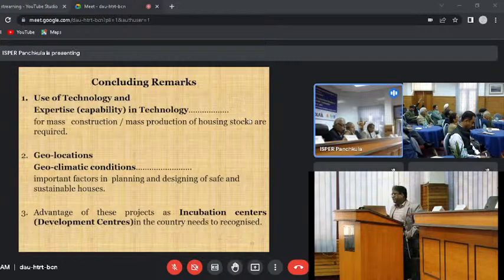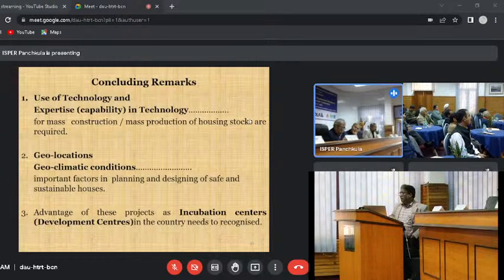Geolocation and geoclimatic condition is a very, very important thing. In the architecture course, just one semester, just one paper taught about the climatic things, and hardly any thesis happened on these things. But now, once we started to make this, we can recall what our teacher taught. We brought the previous lecture notes and that book we used for GATE preparation at that time. And by using all this expertise, these are considered in the planning and designing of safe and sustainable houses.